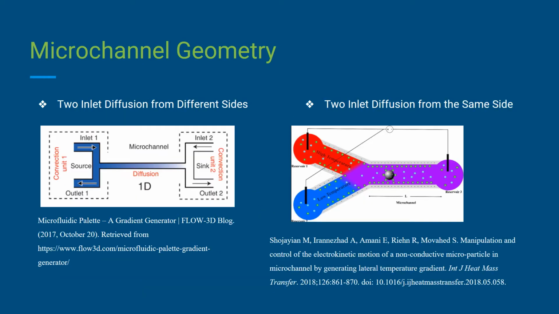These images show how you can use diffusion to create a gradient with two different solutions. The image on the left uses inlets on opposing sides where the solutions diffuse in a channel connecting them. The image on the right uses inlets on the same side, forcing mixing to occur where the solutions meet. This also creates a concentration gradient within the microchannel.